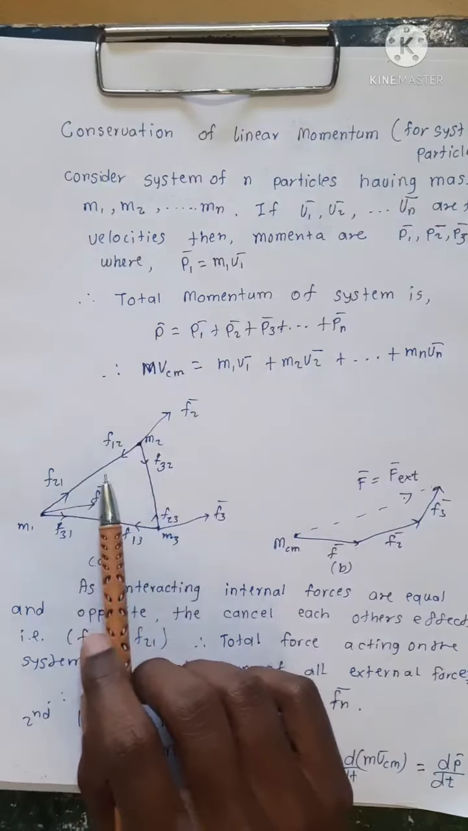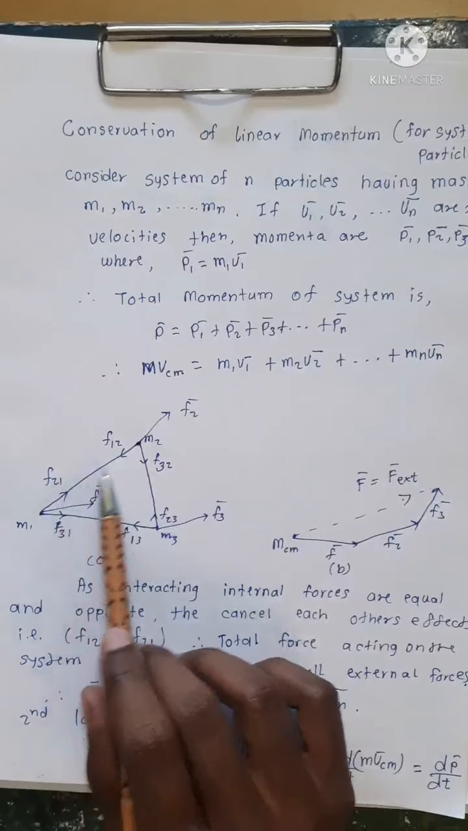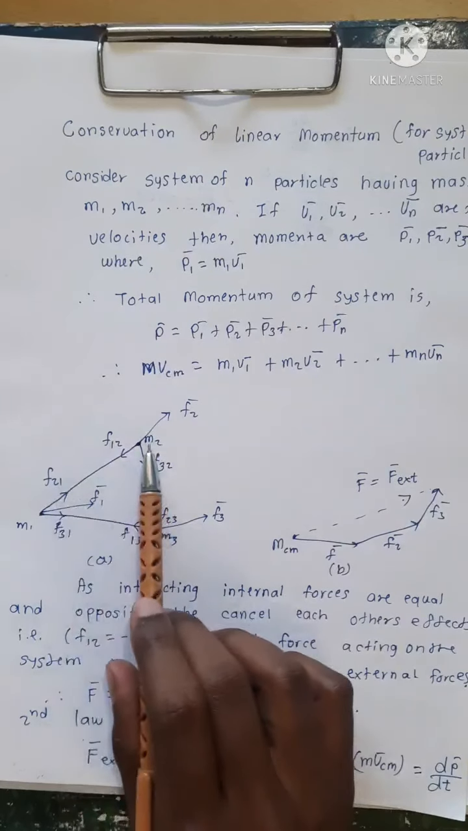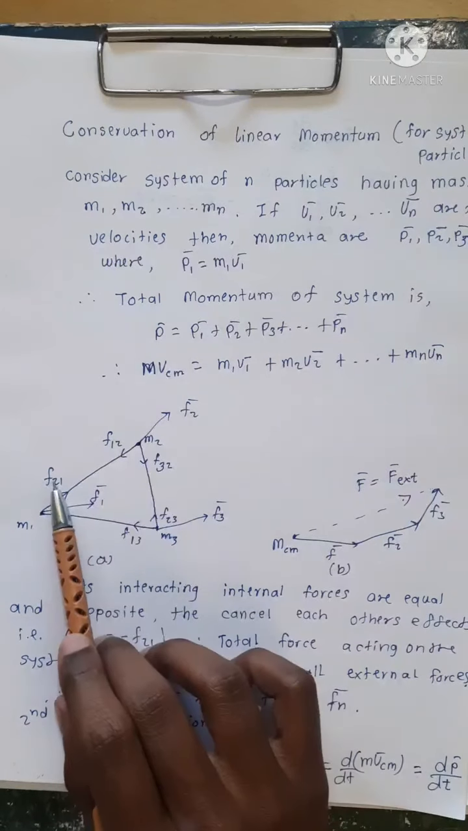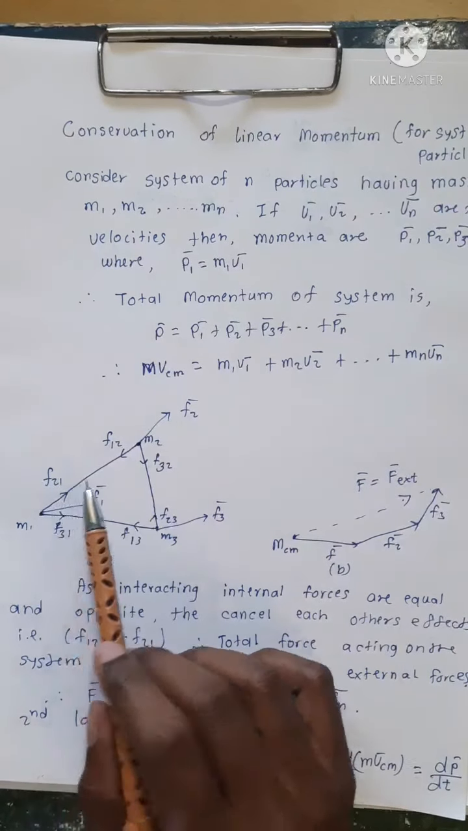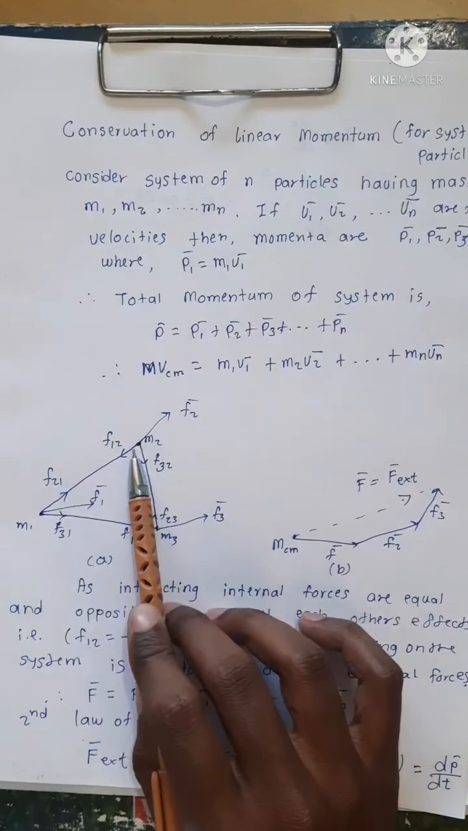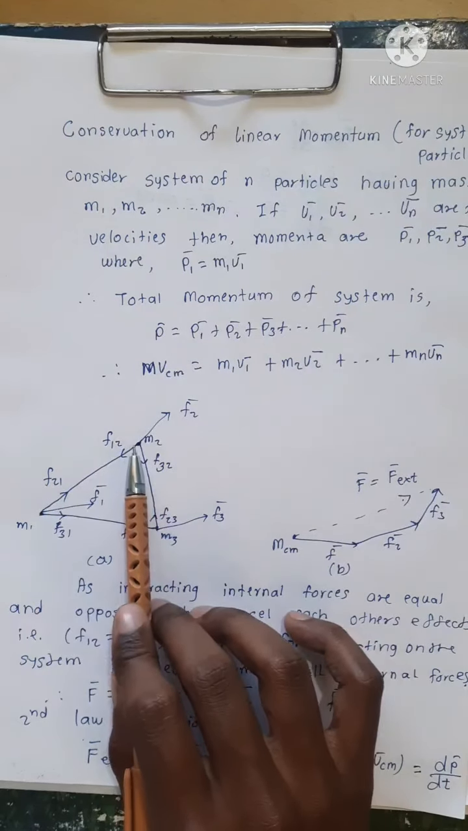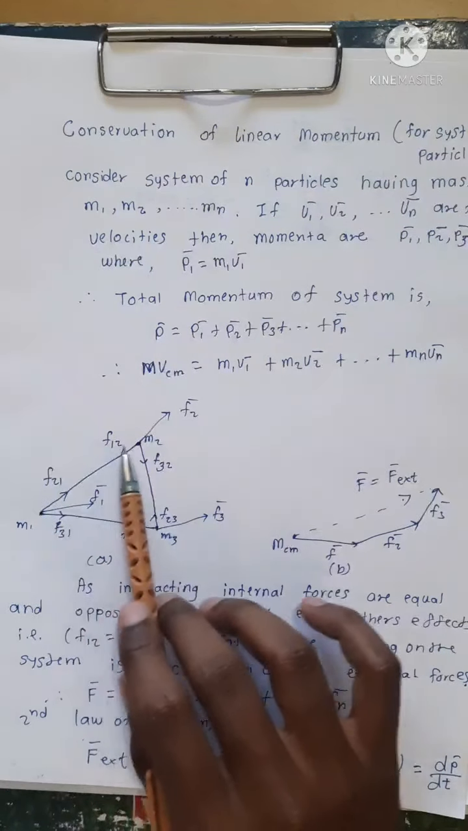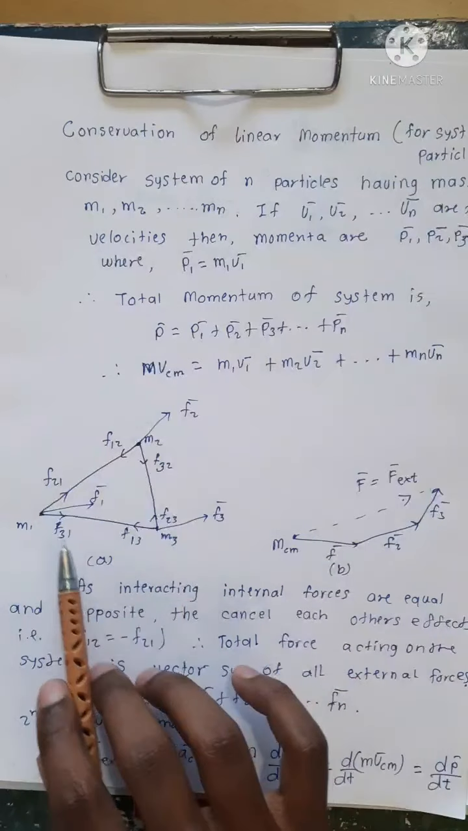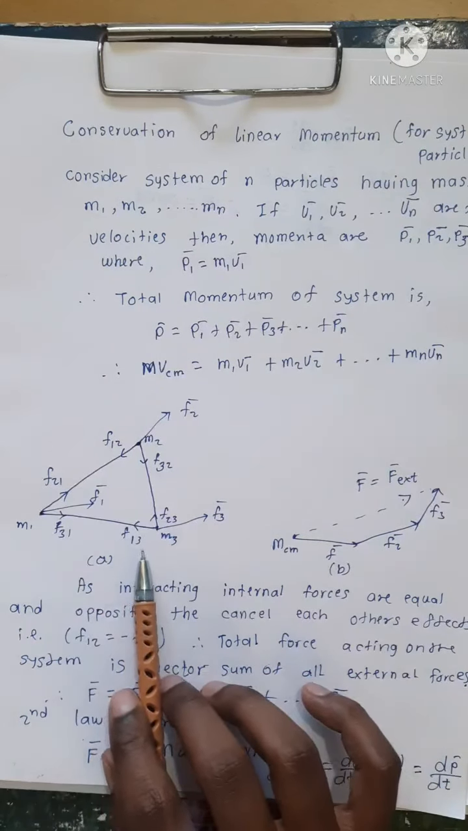Now the internal interacting forces on these particles are F21, that is the force by particle 2 on particle 1, in this direction, and its value is F21. Similarly, this particle will also apply a force on that particle, which will be F12. Similarly, for these two particles there will be forces F31 and F13.